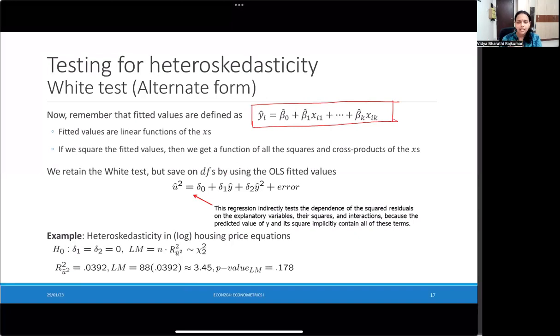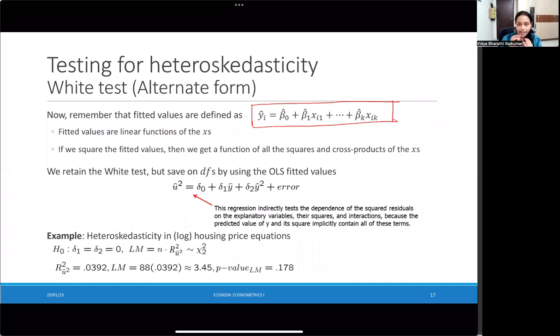So think of it simply like this. If you have y equal to a plus b x1 plus b x2, the whole square. When you take the square of that right-hand side expression, you're going to have squares of the x variables as well as the cross products there. So instead of including every single regressor, its squares and its cross products, all I can do is include the y hat and y hat square, because y hat and y hat square are implicitly linear functions of the x variables, their squares and the cross products.